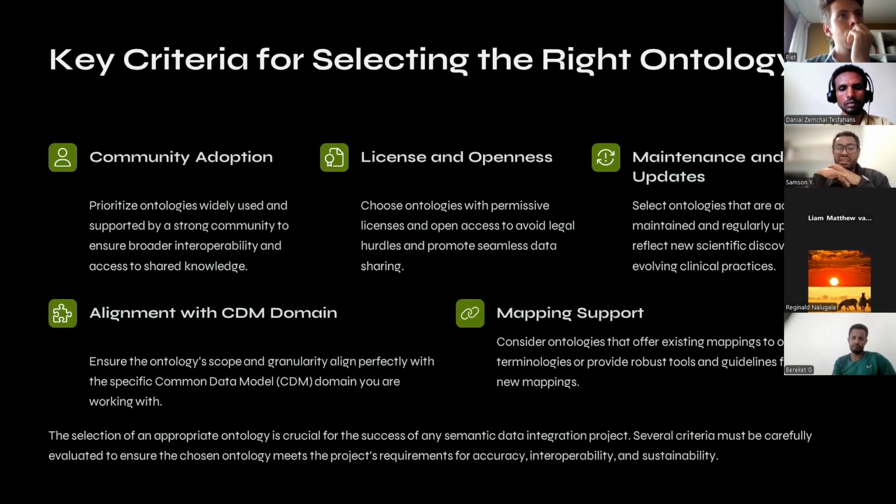So what are the criteria for selecting an ontology? The first one is community adoption. You prioritize ontologies which are widely used and supported by a strong community to ensure broader interoperability and access to shared knowledge. Because different communities can be inclined towards different ontologies, and because you want to reuse data, you need to select the right one so that you would be in sync, or have a better chance of collaborating with more communities.